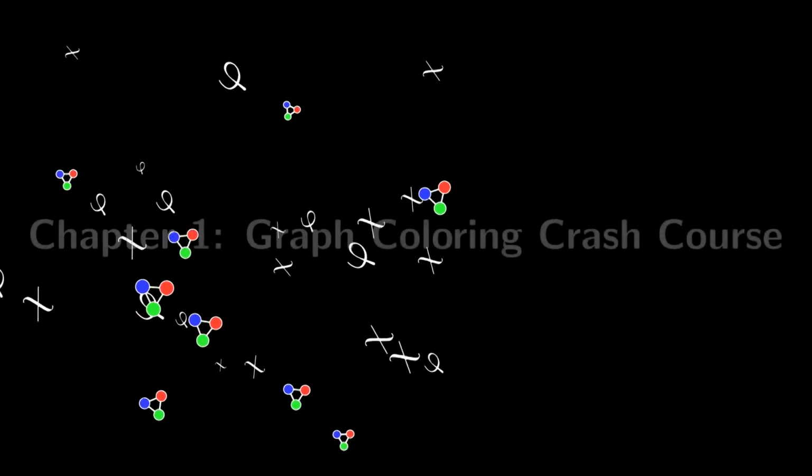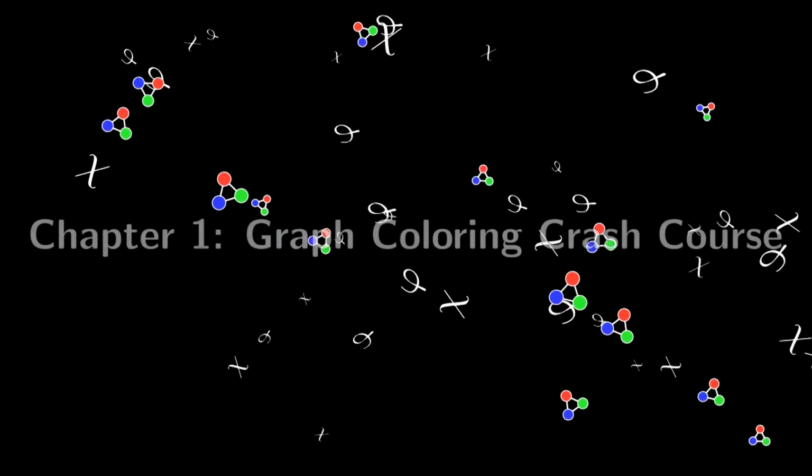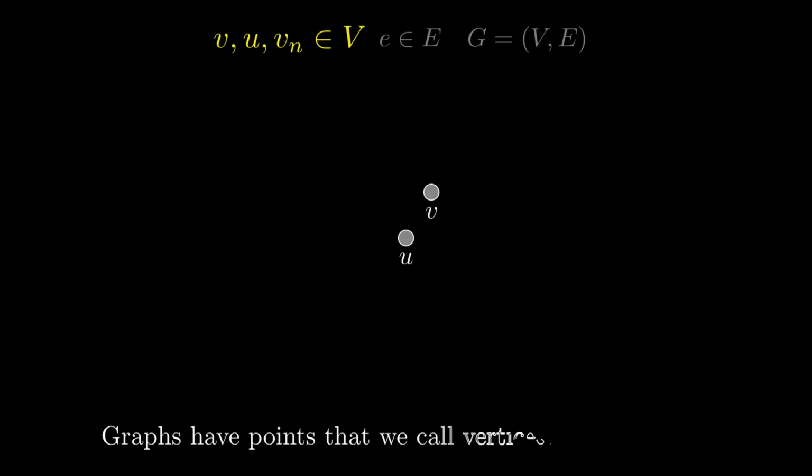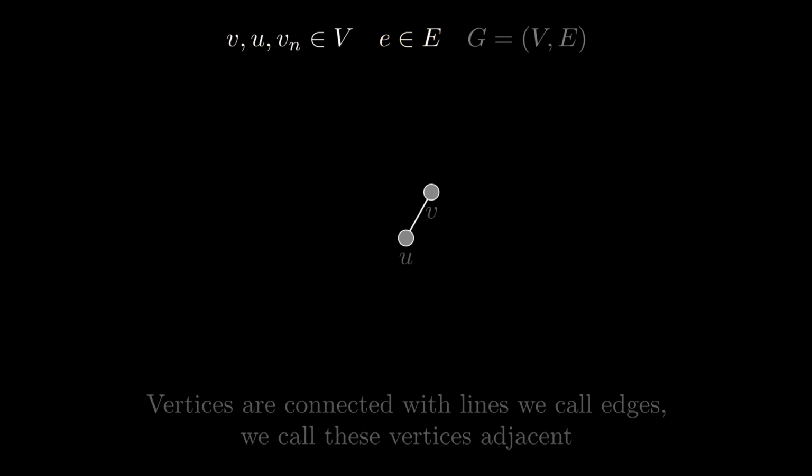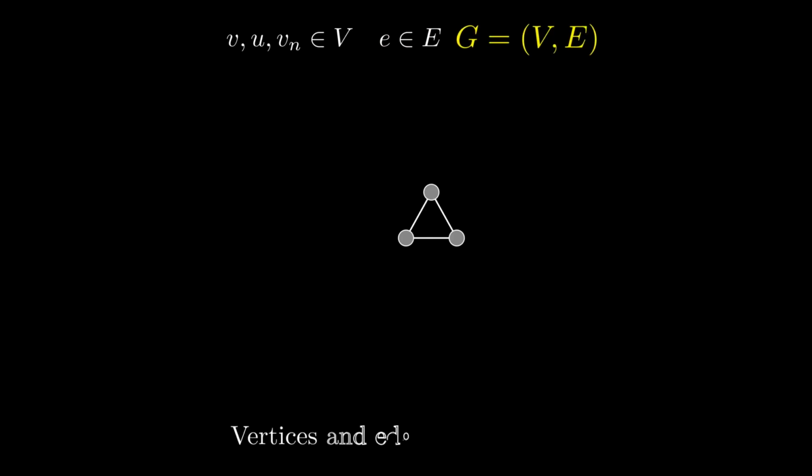Let me give you a quick rundown of graph coloring. Some set theory and a couple select other bits of math would be of help, but I'll try to visualize everything to foster quick understanding. Graphs have points we call vertices, often V and U. Vertices are connected with lines we call edges. We call these vertices adjacent. Vertices and edges make graphs.